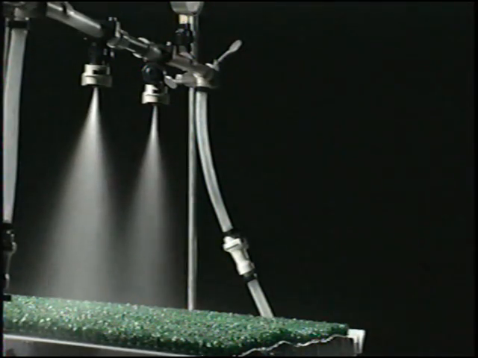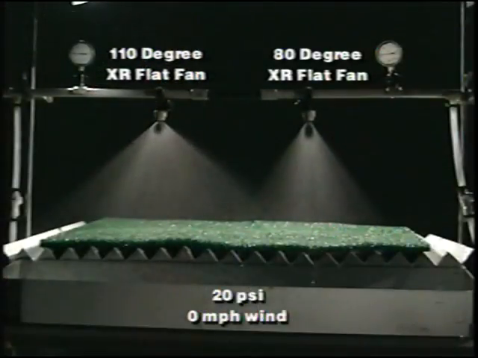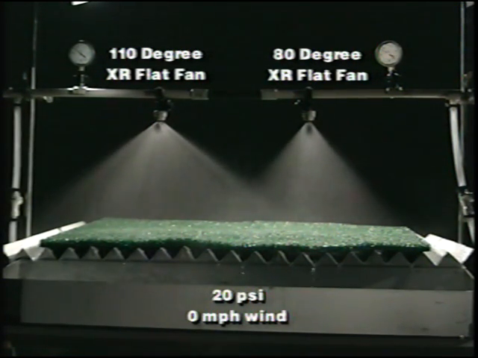Spray pattern shape can also affect drift potential. Here, we compare an extended range flat fan 80-degree nozzle with a 110-degree extended range nozzle. While spray drift appears to be negligible for either nozzle application at 20 psi spray pressure, once we increase the pressure to 50 psi and add a 5-mile-per-hour wind, the advantages of the 80-degree nozzle are evident.